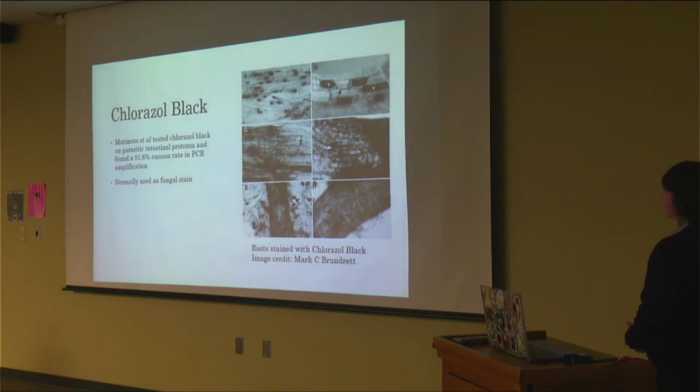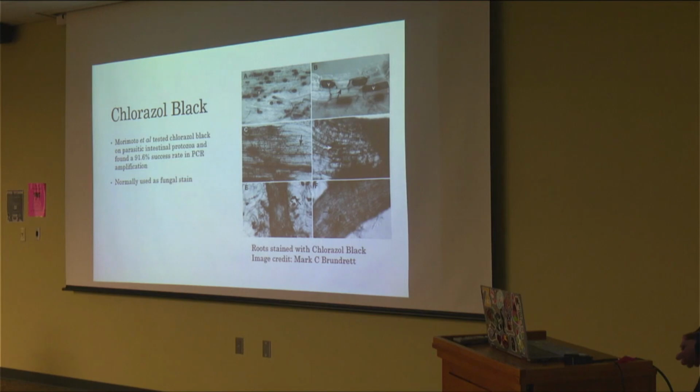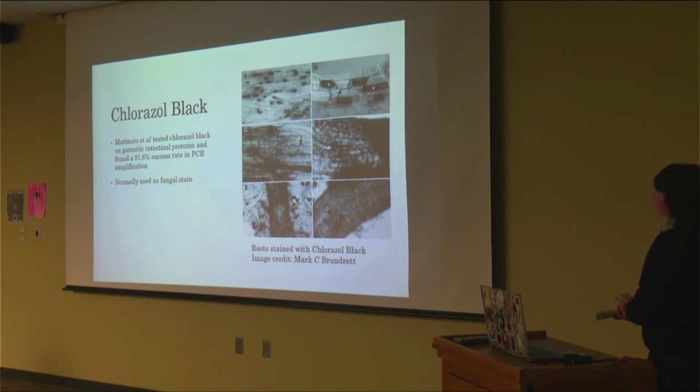And for our black sheep of our stains, we have chlorazole black. And I like to say that because this is normally used as a fungal stain. Morimoto et al. tested chlorazole black on parasitic intestinal protozoa and found a 91.6% success rate in PCR studies. We chose this one because it had a really good success rate out of just this study. And out of all the other ones I chose, this one was the least hazardous. So, and here is a picture of some copepods that have been stained with chlorazole black.